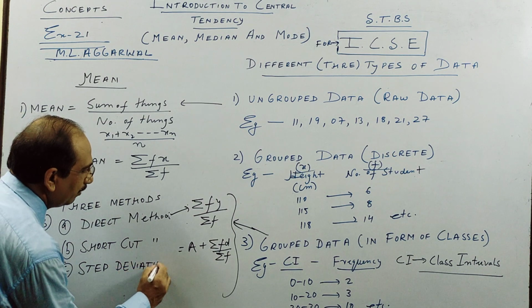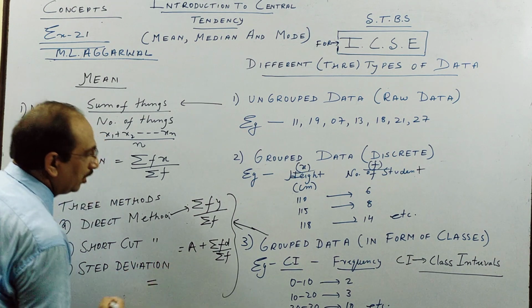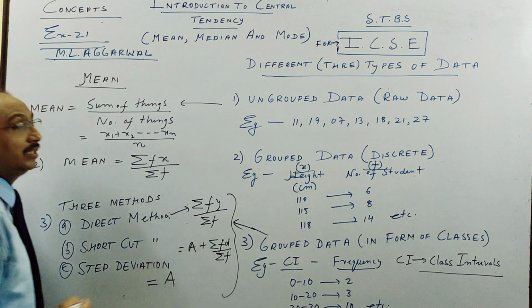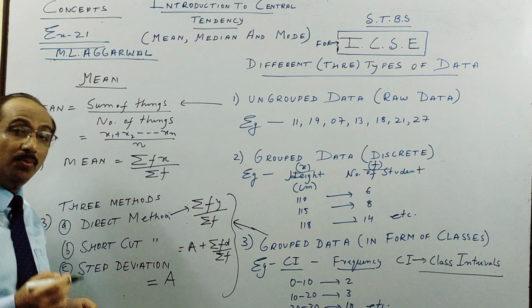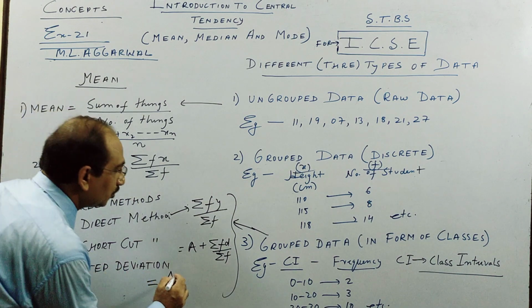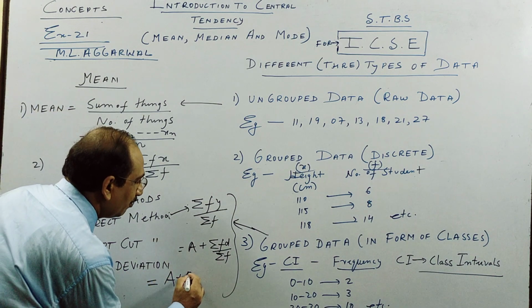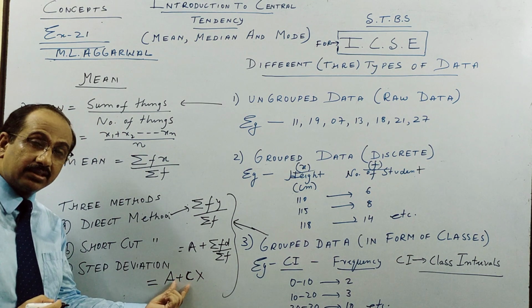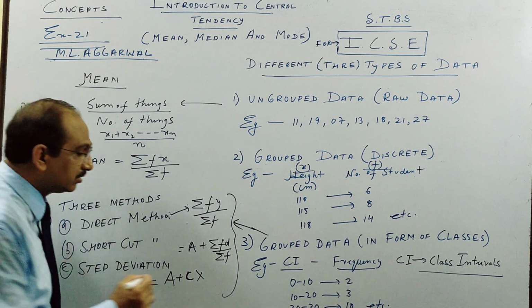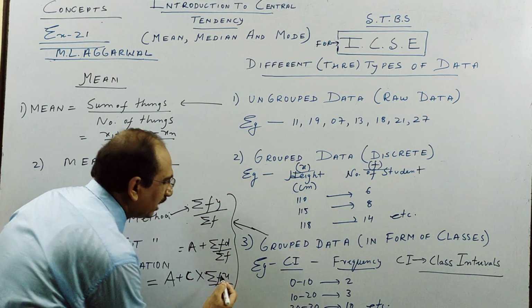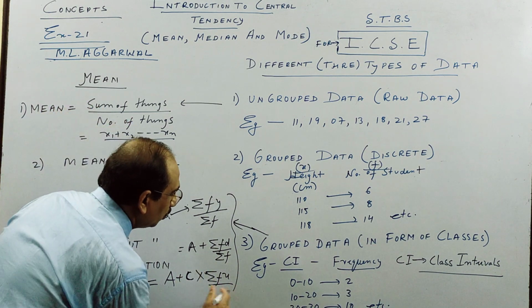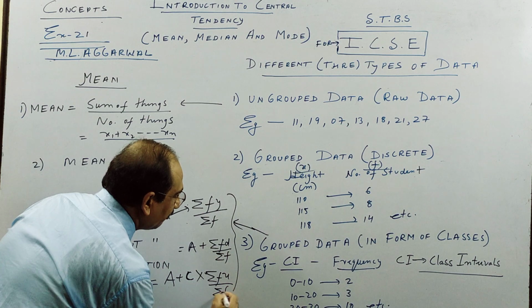So this is the step deviation method, where you will see it is the assumed mean. A stands for assumed mean. These two are also called the assumed mean method. So A plus C, we multiply the class width, it is not class interval, class width, into fu, or sometimes we take t also, divided by the summation of f.